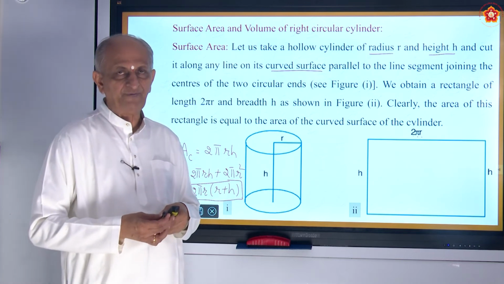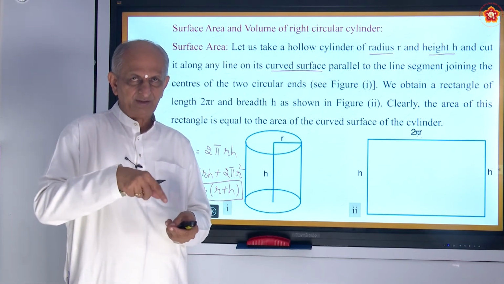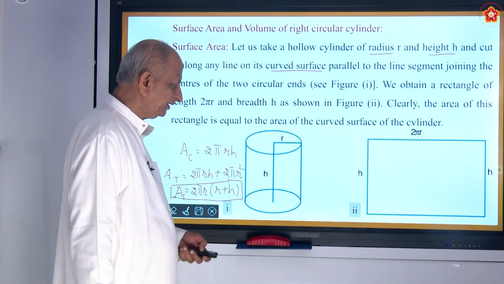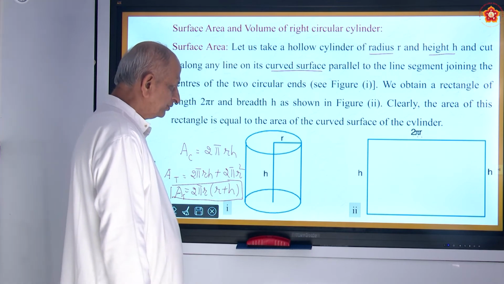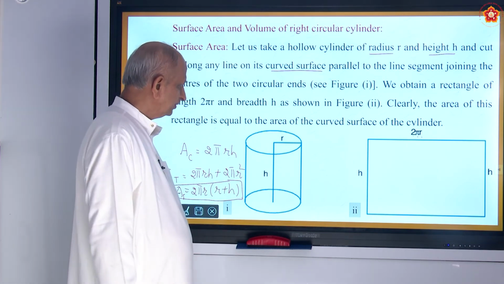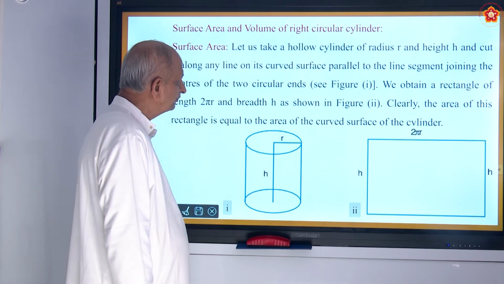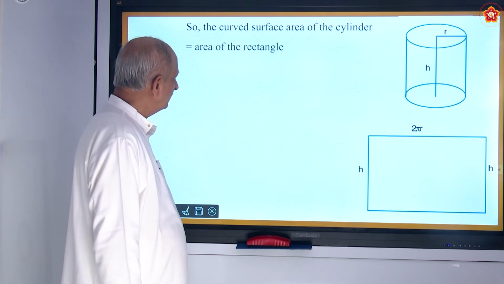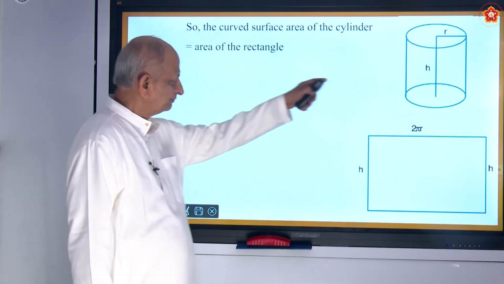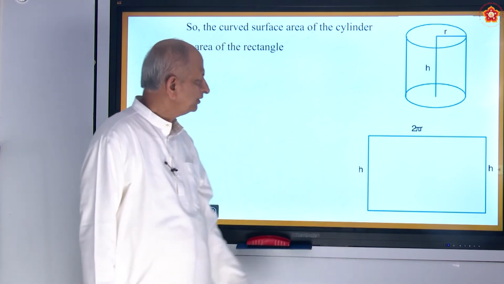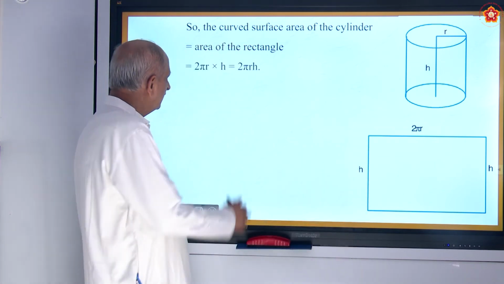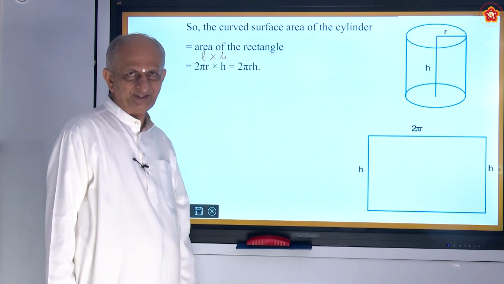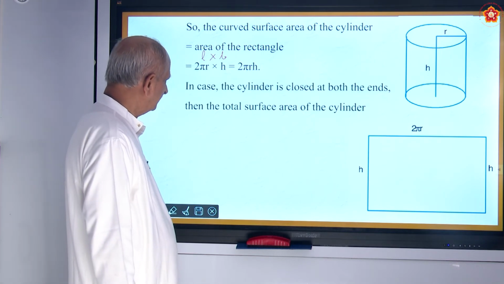Okay, you can think of filter papers also. In the laboratory you have seen, one filter paper will be a circle. And if you go on joining it, it becomes a cylinder. So I think you have understood this. So the curved surface area of the cylinder is equal to the area of the rectangle. Just now I was telling about that. What is the area of the rectangle formula? Length into breadth. The length is 2 pi r, breadth is h. Totally it becomes 2 pi r h.